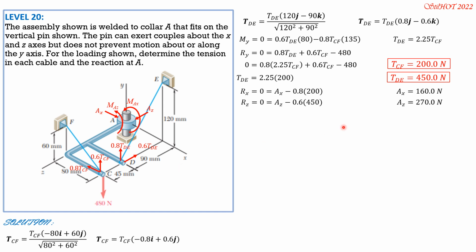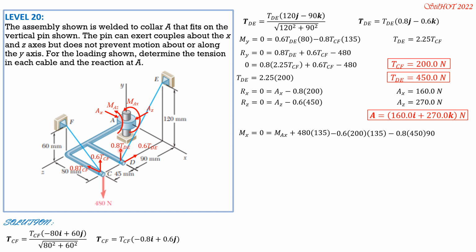Therefore, the reaction at A in vector form is quantity 160i plus 270k newtons. Then for the moment reactions, Mx equals 0 equals MAX plus 480 times 135. This is the positive sense. Plus 480 times 45 plus 90, 135, minus 0.6 of tension CF, which is 200, times the moment arm 135, minus 0.8 tension DE times 90.